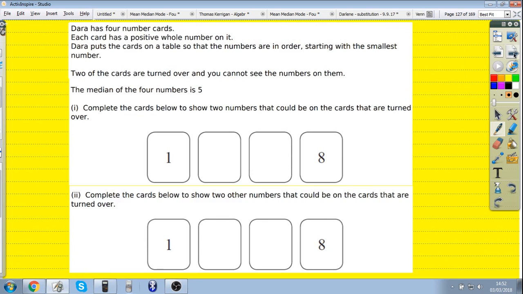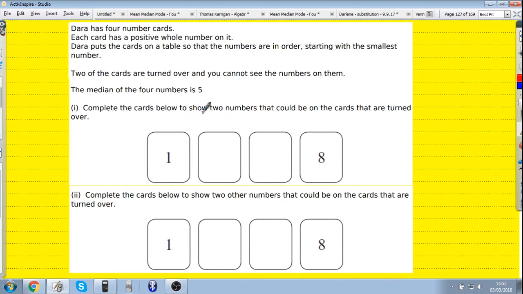So you see there 0, 1, or 2. That's 2 marks. Okay, this one. Complete the cards below so that they have a median of 5. So what could these be? Could it be 4 and 6? And 2 different ones? 3.5 and 6.5. I think it says they're whole numbers.